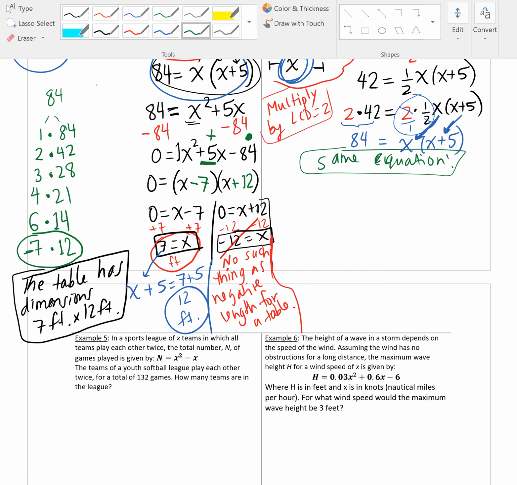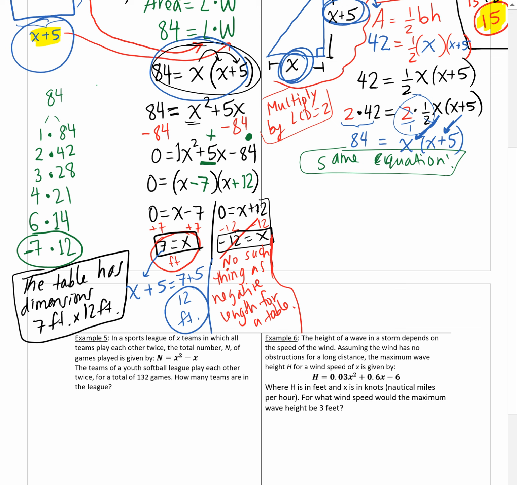Looking at this guy, I see that it's kind of factored, but it's not supposed to be factored since not all the terms are on one side. I better distribute that x there. 84 equals, it'll become x squared plus 5x. And now if I move the 84 over, subtract it, because I want to move everything to one side, and I want to make sure I don't move x squared since he's positive as he is. If I move him, he'll become negative. 0 equals x squared plus 5x minus 84 is what I'll end up with.